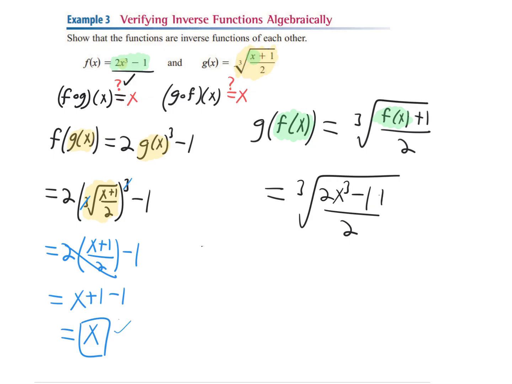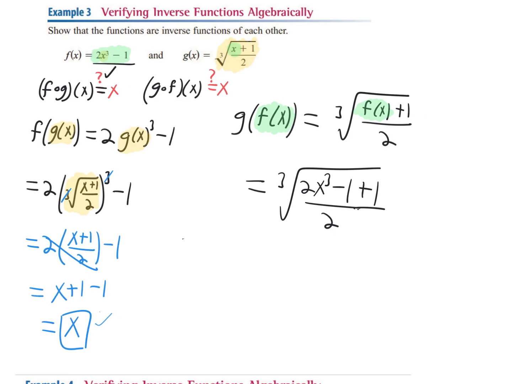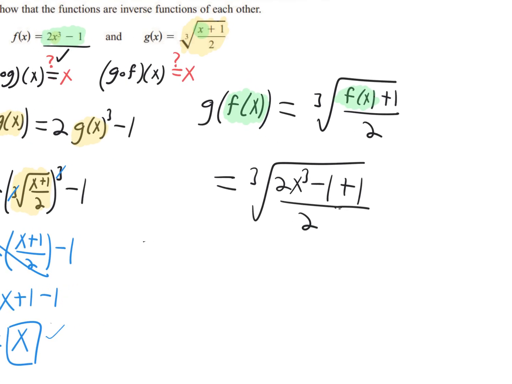Oh, sorry, the plus 1 on top still. And then we simplify this as much as we can. So let's look inside of the radical. What's the first thing that cancels out? Good, right? The 1's cancel out, and then you're left with the cube root of 2x to the third over 2.